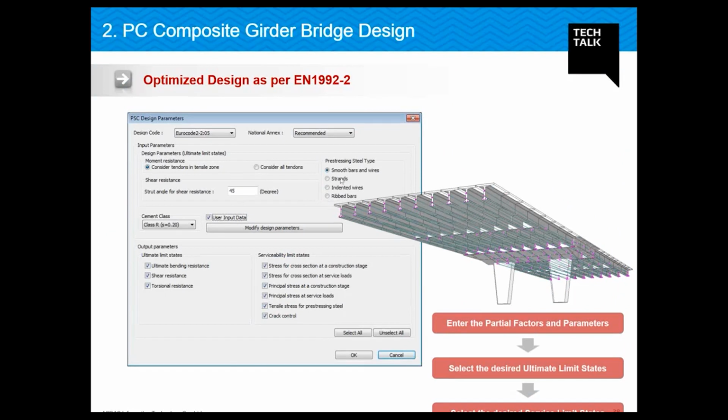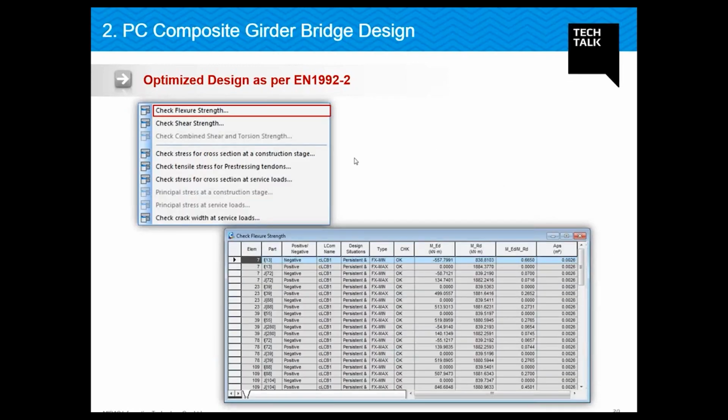After generating such a bridge, now we want to design it as per the Eurocode. For this bridge design, MIDAS also provides you the detailed design results. Which results can we check? For example, we can check the flexure strength, shear strength, and the stress for each construction stage, and also the stress at the end of the construction stage, which is the service stage. And also we can verify the tendon stress and crack width.